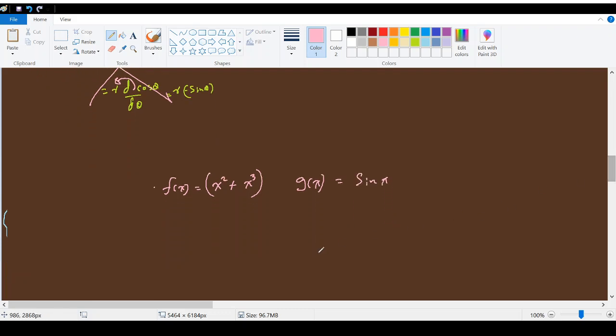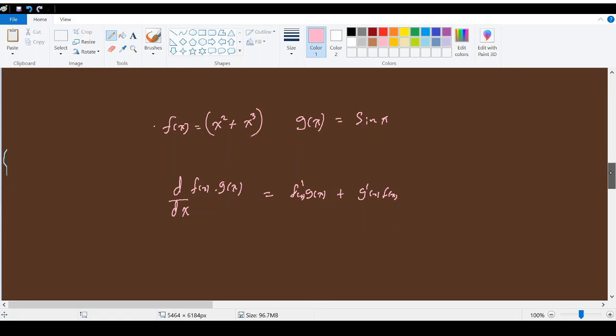Then if we need to get the derivative of the product of these two functions, we will be using the product rule, right? f dash g(x) plus g dash f(x), right? Now all these functions depend on x, right?